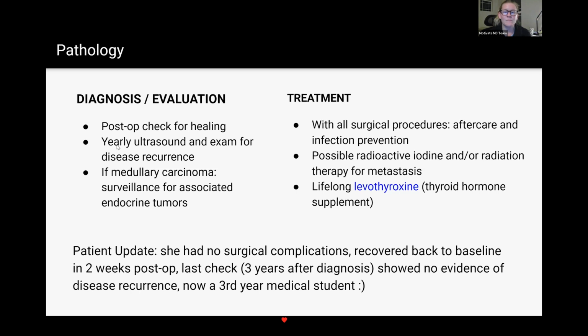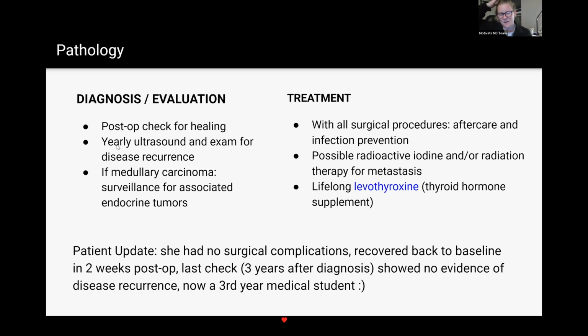So as an update, our patient had no surgical complications. She recovered back to baseline in 2 weeks post-op and just had a check back in December, 3 years after her diagnosis, and it showed no evidence of disease recurrence. And she is now a third-year medical student.